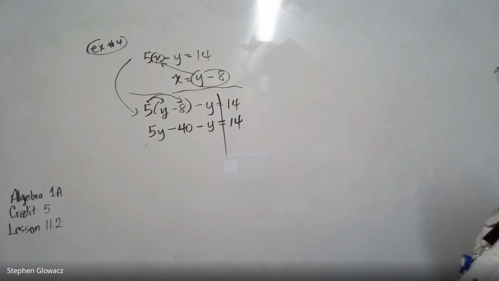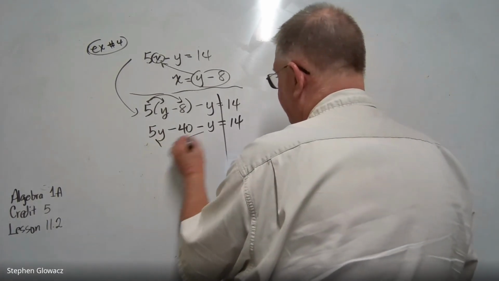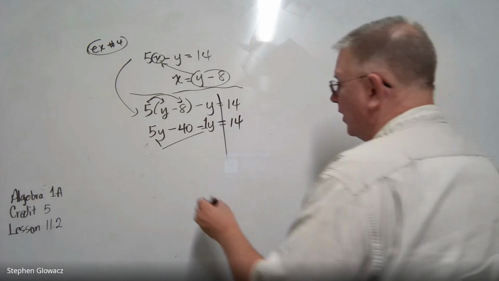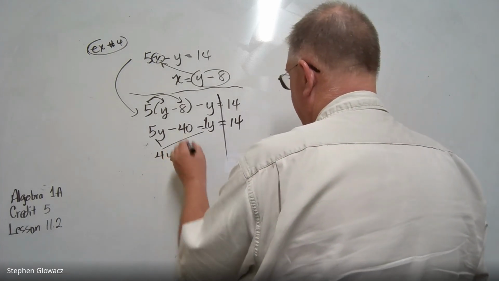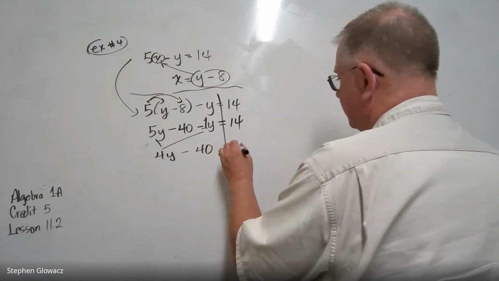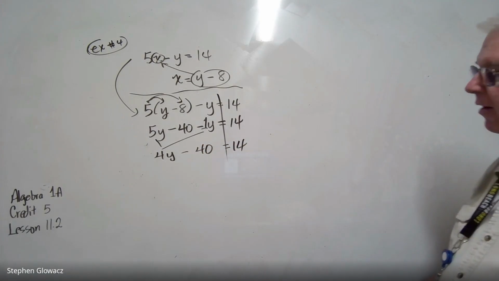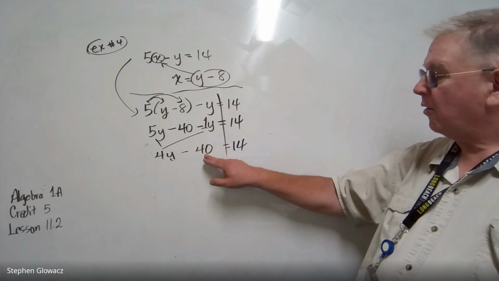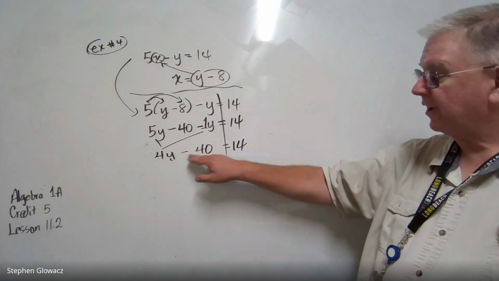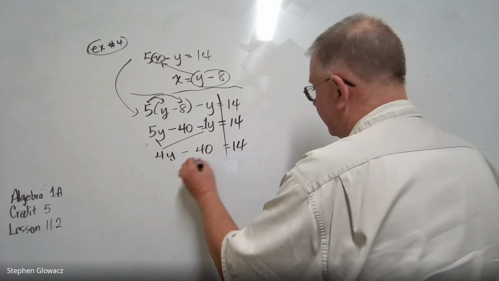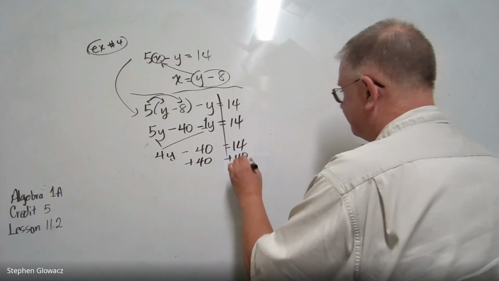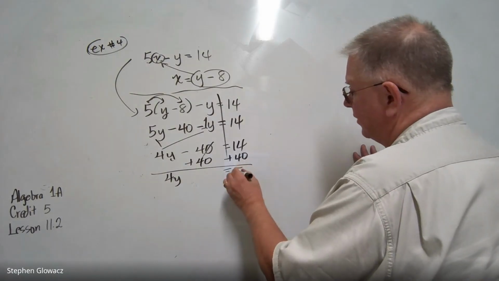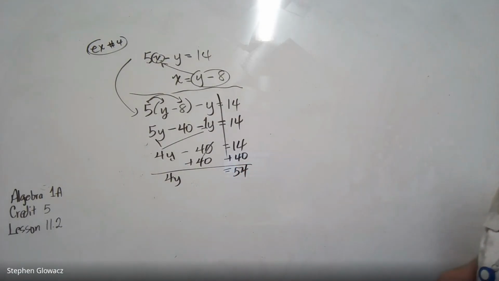We do have a pair of like terms to combine, our y's here. 5y minus y, remember that's a 1y. So 5y minus 1y is 4y. We bring down that minus 40, and that's equal to 14. So now we're focused over here on the left because that's where y is. We start with our subtraction first. The opposite of subtracting 40 is to add 40 to both sides. So let's go ahead and do that. The 40s cancel. We bring down the 4y, and 14 plus 40 gives us 54.